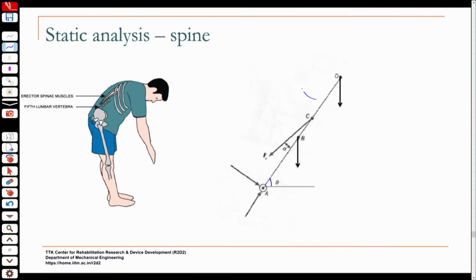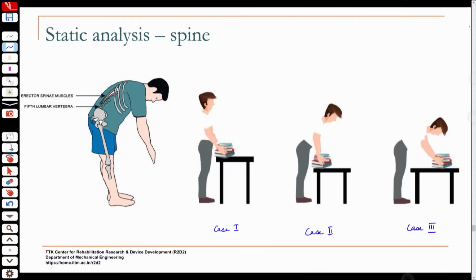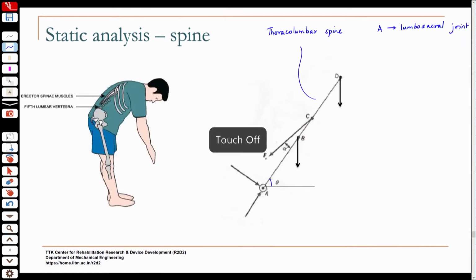This part, I am drawing the free body diagram of the thoracolumbar spine. So, the base is still that same joint, the lumbosacral joint. A denotes the location of the lumbosacral joint, so the joint between the fifth lumbar vertebra and the sacrum. And then let us say that all the load of the head and arms acts at the base of the cervical spine, so at the top of the thoracolumbar spine.